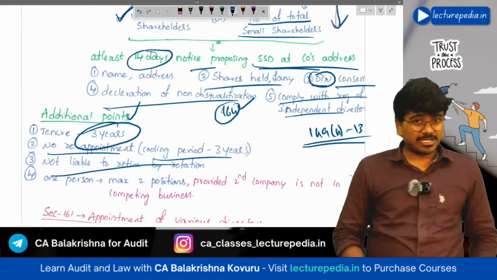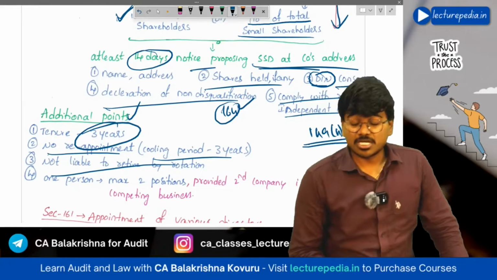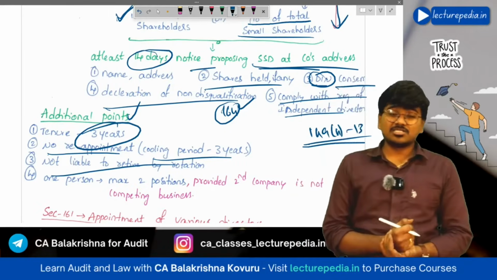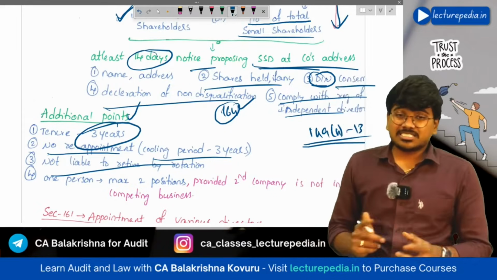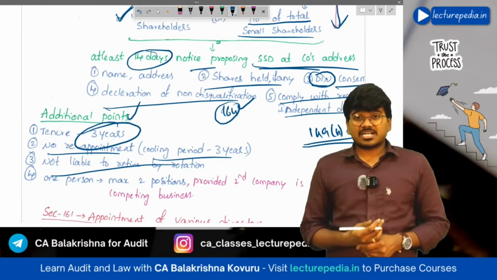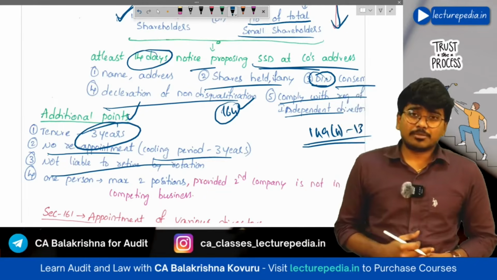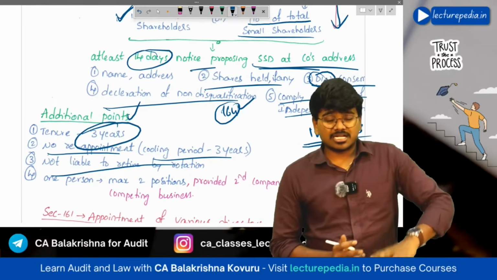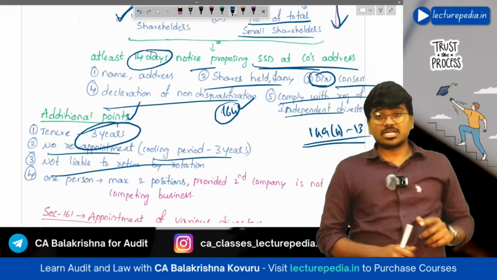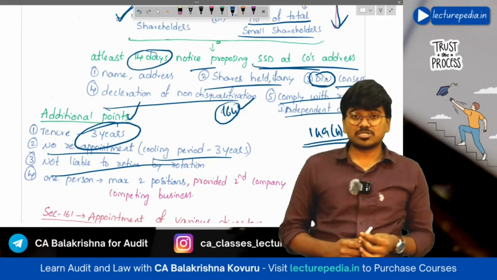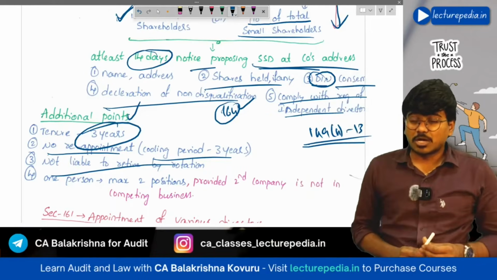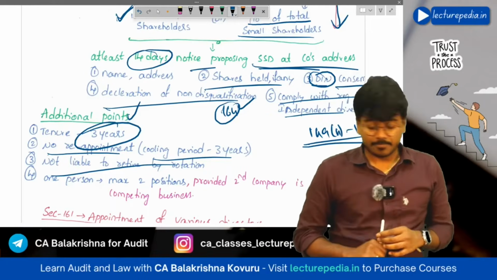Not liable to retire by rotation. I have already told you the tenure of a small shareholder director is 3 years. So the concept of retirement of directors by rotation will not be applicable to a small shareholder director. That is the reason why, while calculating the total number of directors in section 152 subsection 6, we have excluded the small shareholder director from the total directors, right?